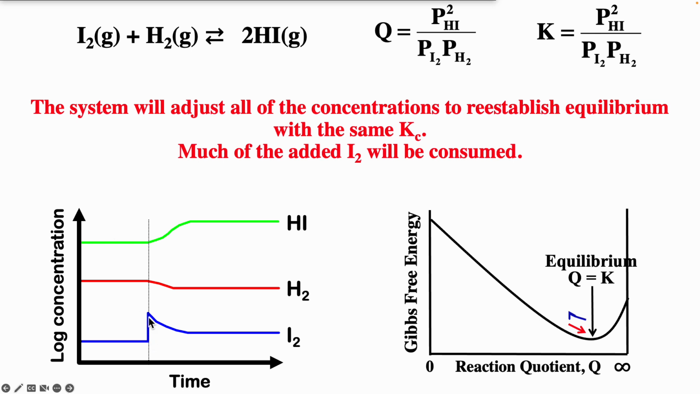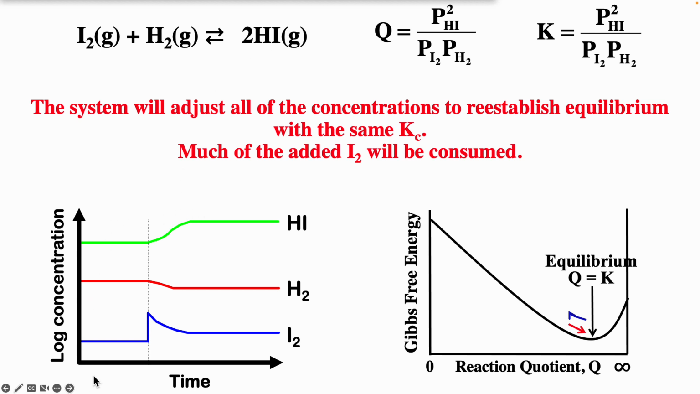We add iodine gas, and that bumps that up. And then some of the iodine gas is consumed. You're also consuming some H2 because this reaction is going forward. And you're producing hydrogen iodide, and that's going up.